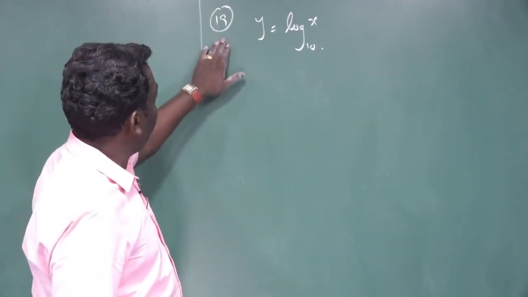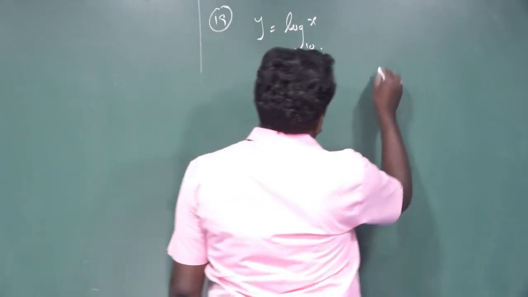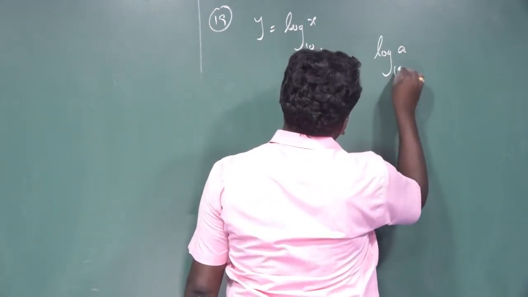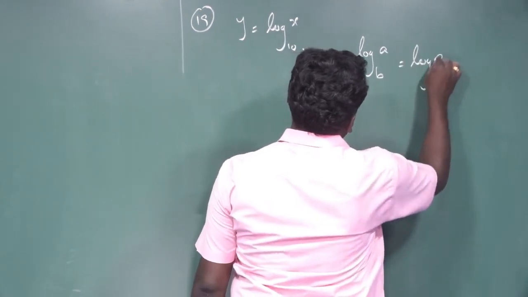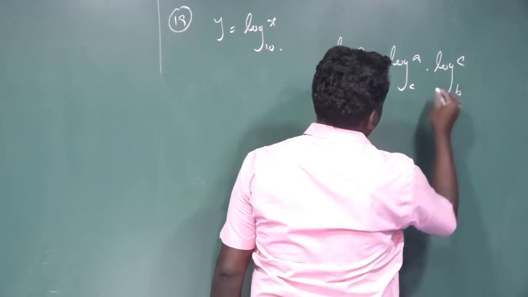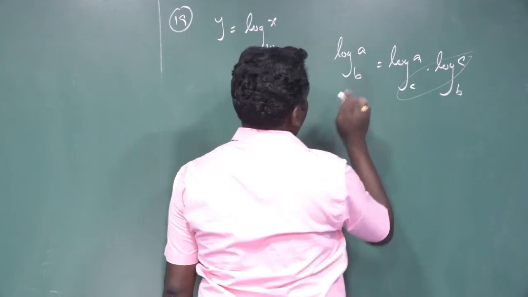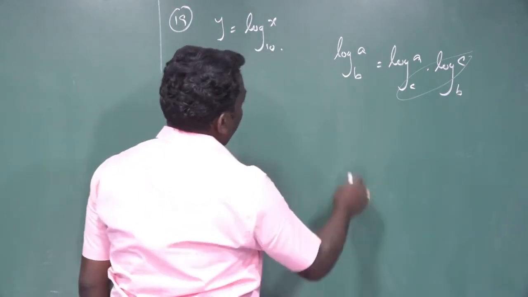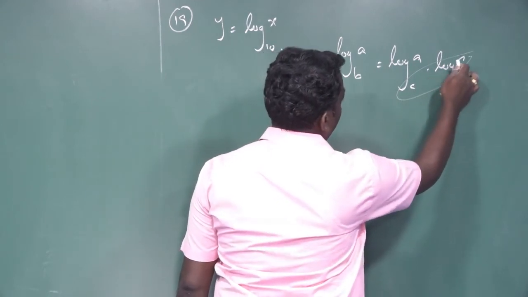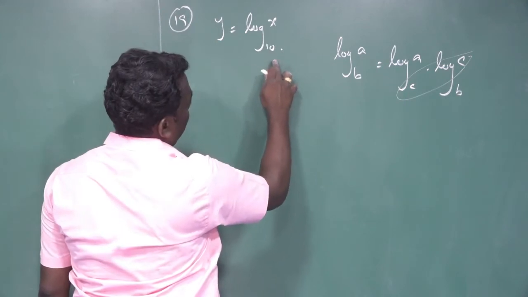Next one, question number 19. y equal to log x base 10. Now this expression, log a base b, we can write as log a base c into log c base b. These two are the same, so they cancel, and we can write log a base b. Now convert log a base b in the form of log a base c into log c base b. Here a is x and b is 10.